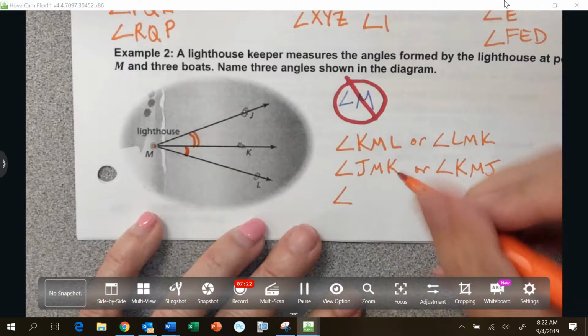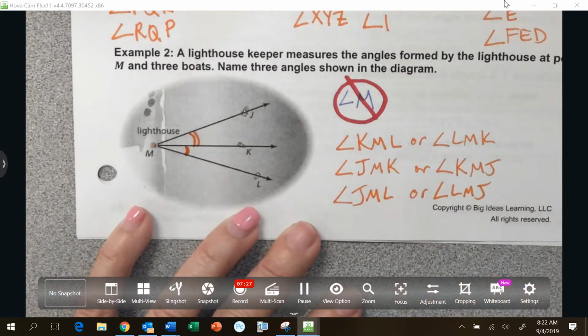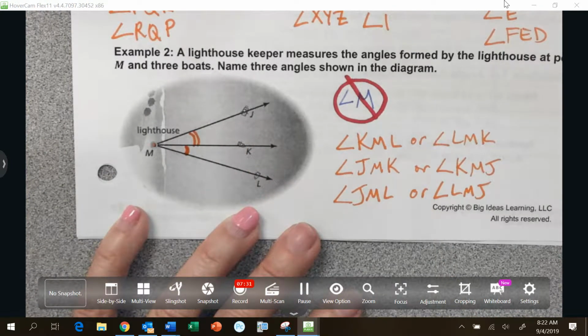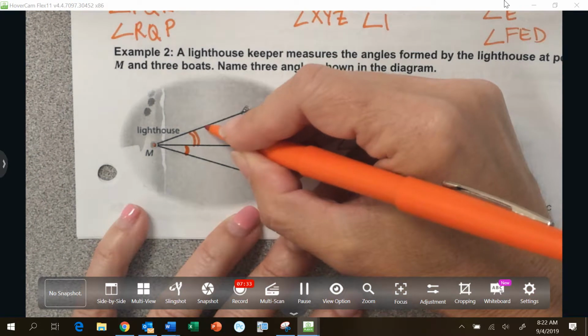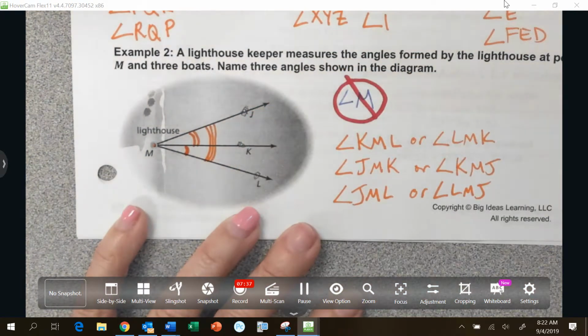JML, yeah. Or you could say angle LMJ. Did you guys see how I marked these with different arcs? So the last one that Steven said, maybe I'll mark with a third different arc. There you go. So that was the third one that he said. So there's markings that we're going to use for arcs.